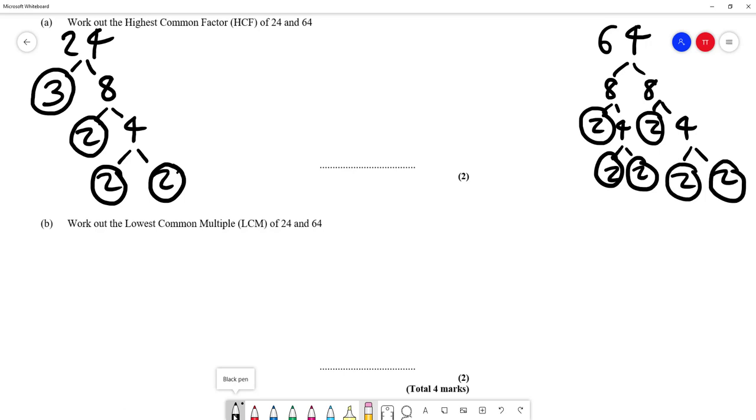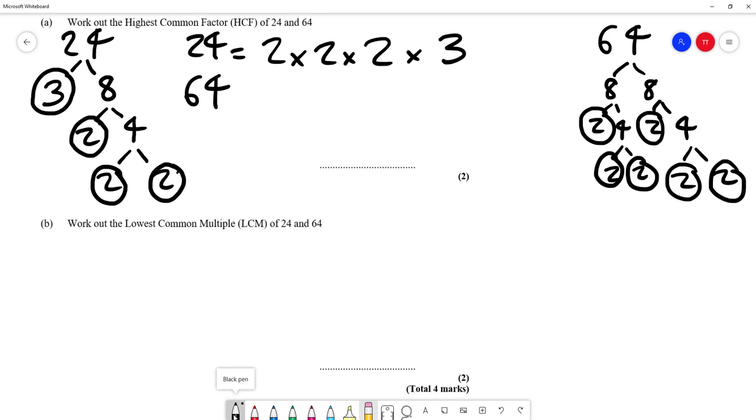Then what we do now is we write this out in something called the product of primes. So we write 24 and we do 2 times 2 times 2 times 3. This is known as the product of primes. Now we write 64 directly underneath it. So we do 2 times 2 times 2 times 2 times 2 times 2. So we get 1, 2, 3, 4, 5, 6.